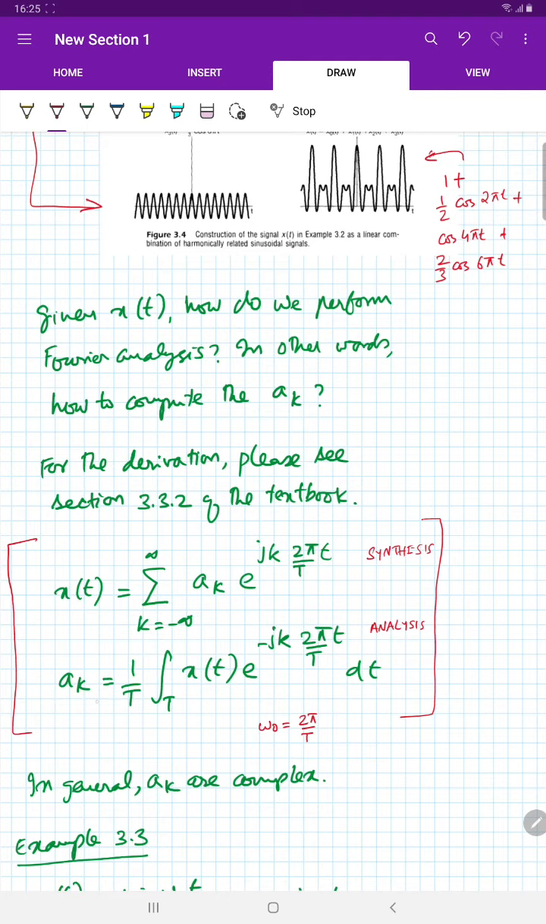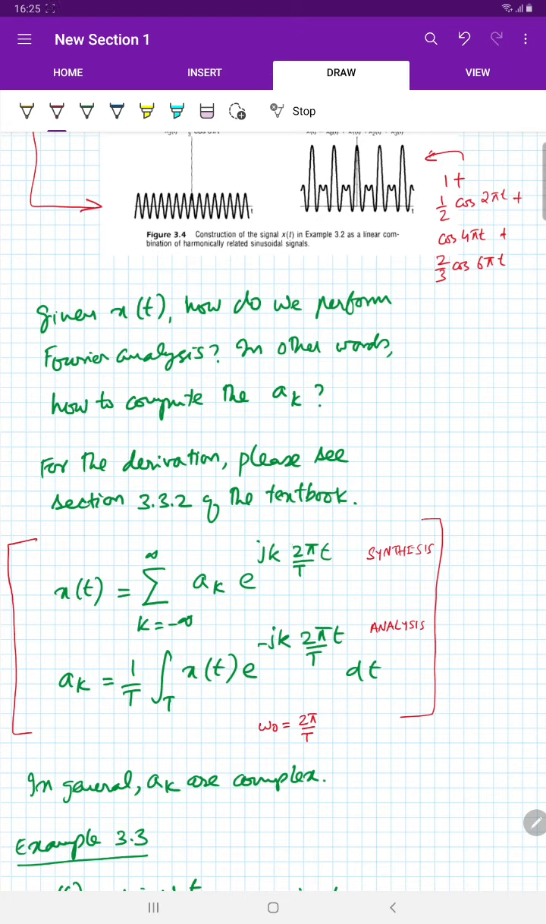Okay. And if you are given the x of t and you want to find the AKs, they can be computed using this expression, which is 1 over T times the integral of this expression over one period T. Here, in all cases, we are assuming that x of t is periodic with period T. It is just found by integrating x of t e raised to minus j k 2 pi by T t, dt. So you can see that the expressions are very similar. The only difference is that to get the AKs, we take the complex conjugate of this.